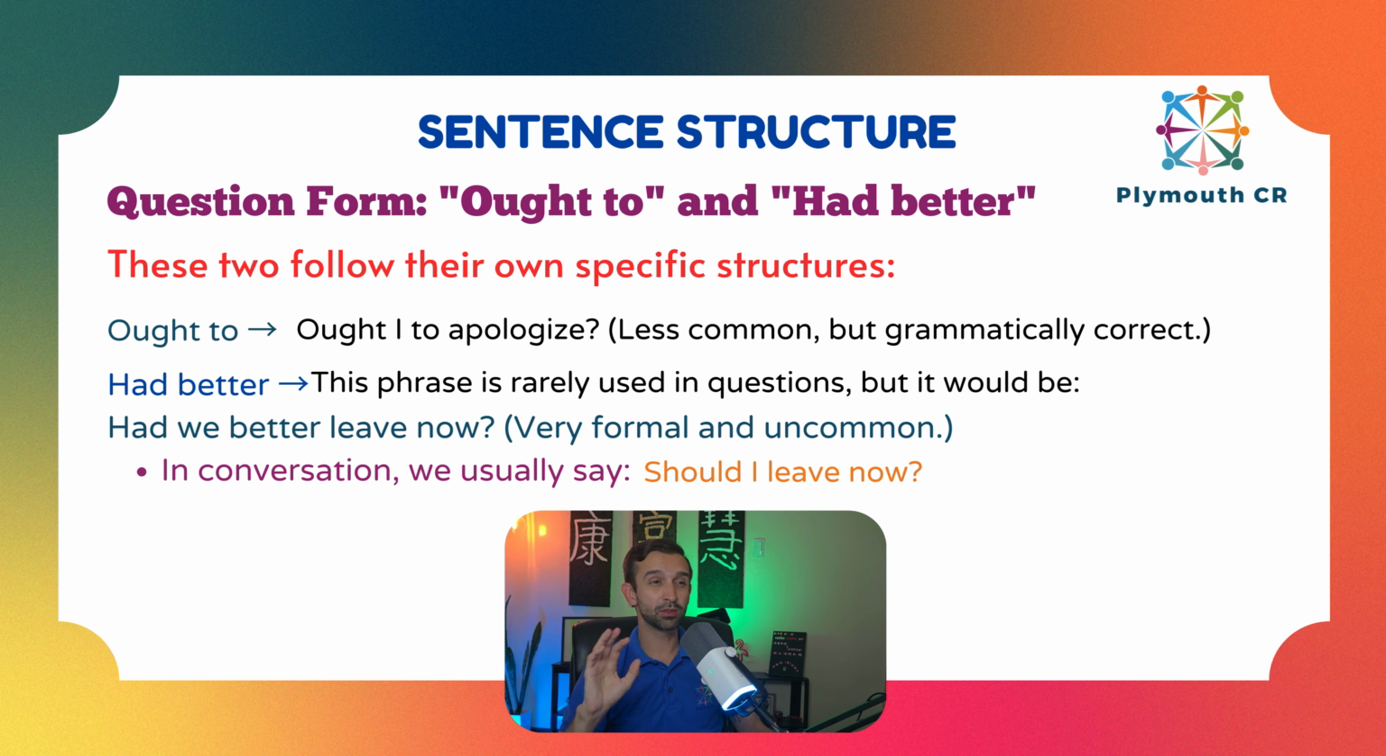These two follow their own specific structures, so I'm going to go through it. Ought to, in order to make it a question, is: ought I to apologize? But this is completely uncommon. It is grammatically correct, but I wouldn't even worry about using it. I've never used that structure. I will say just, should I apologize, and that's it, because they're very similar in meaning.